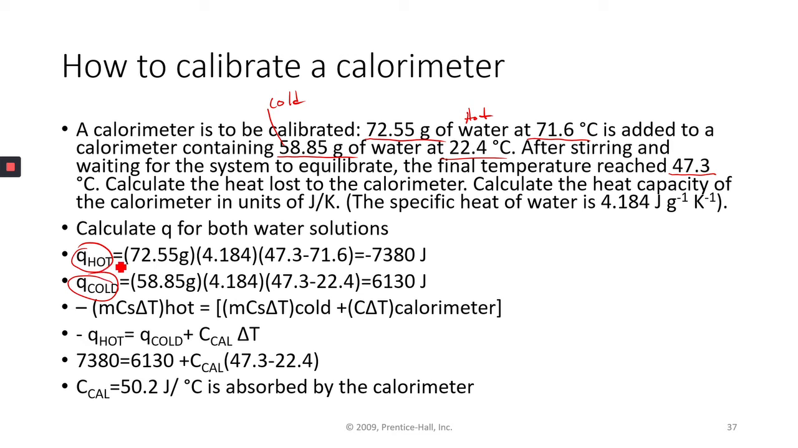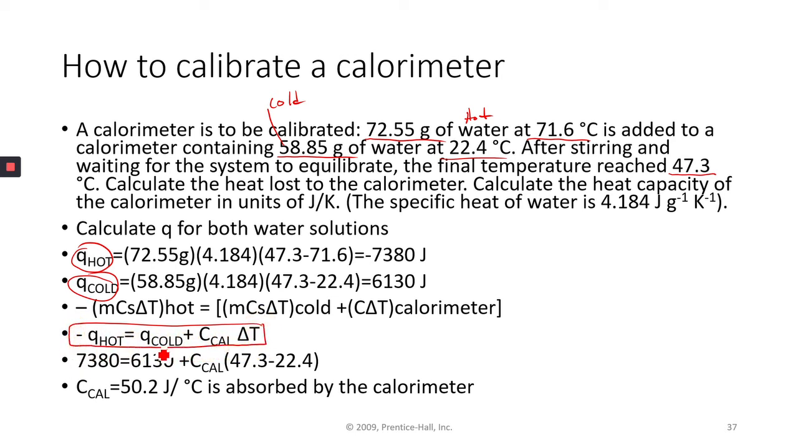So let's calculate Q hot. We have the mass of our hot water, Cp, the change in temperature, it is negative 7,380. Does that make sense? The hot water is losing heat, so it should be negative. The cold water is gaining heat, so it should be positive. So you plug in the mass of the cold water, the Cp of the cold water, your change in temperature, and you get that.